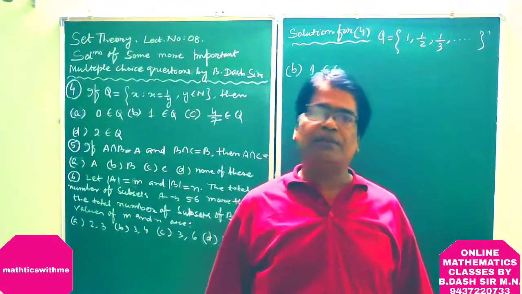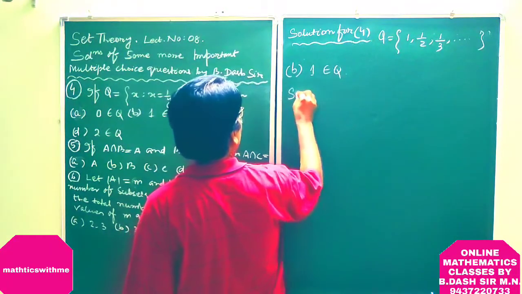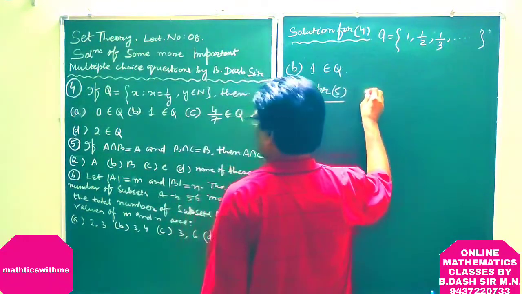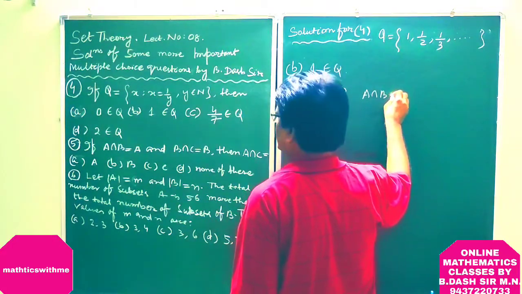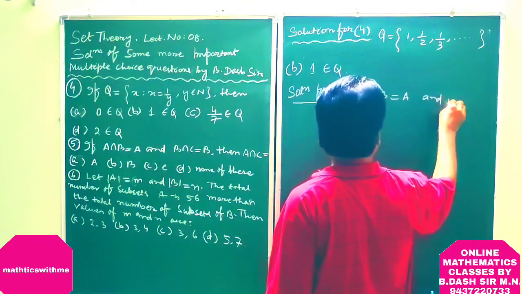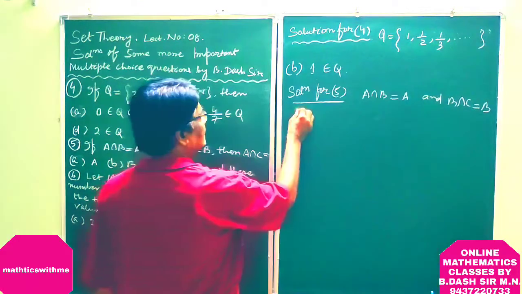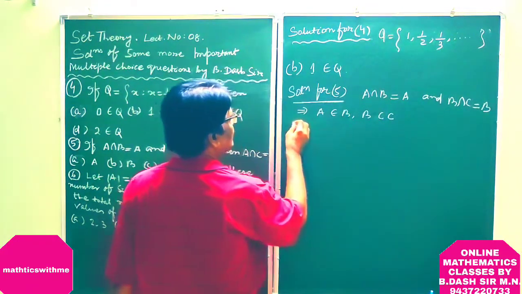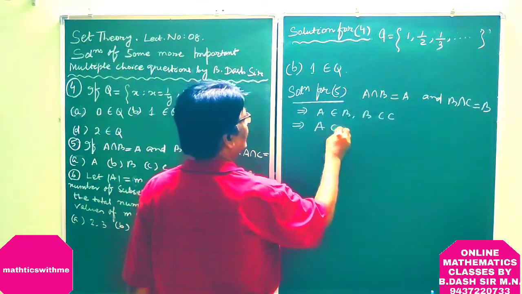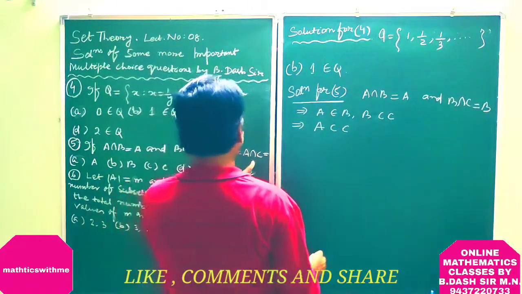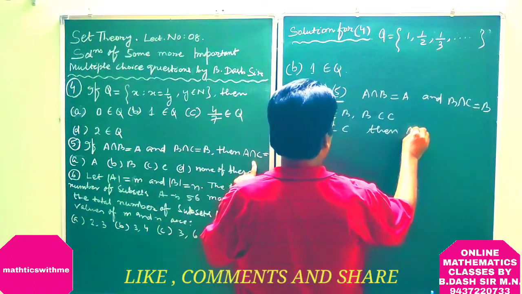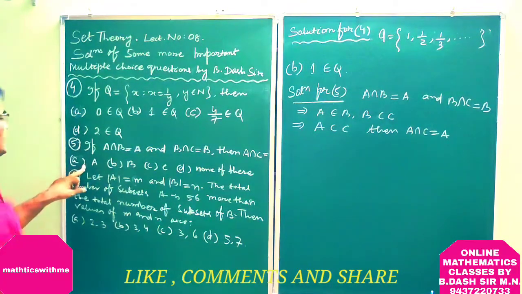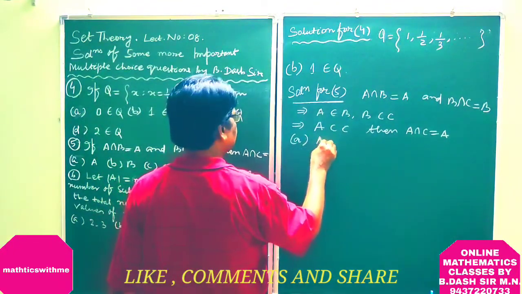So now let us solve question number 5. The question is A intersection B is equal to A, and B intersection C is equal to B. This implies A is a subset of B and B is a subset of C. So this implies A is a subset of C. Then A intersection C is equal to A. So for question number 5, the solution will be option A, that is the set A here.